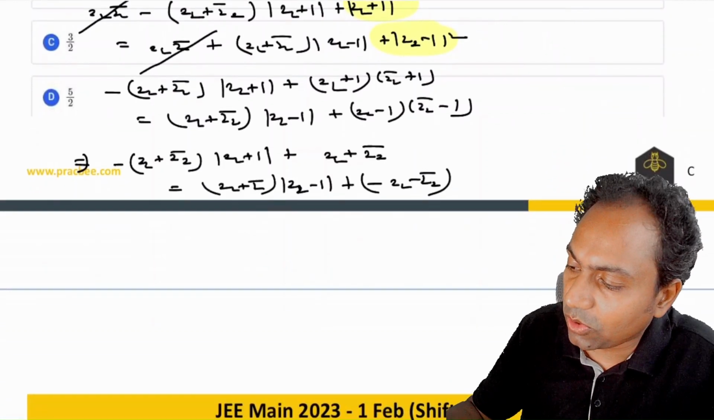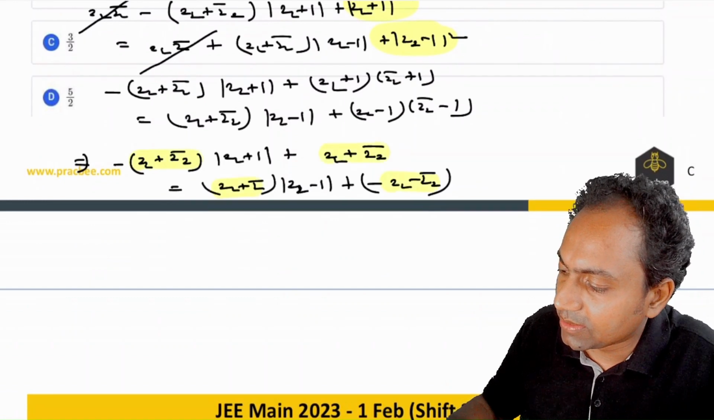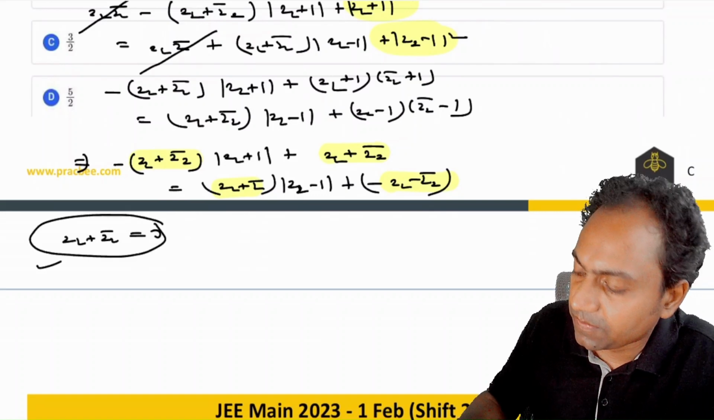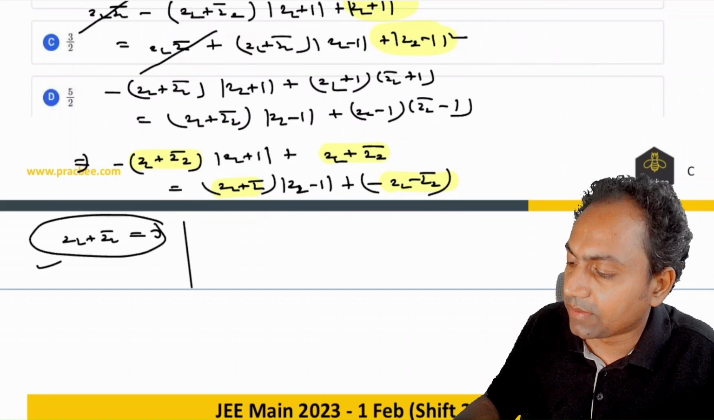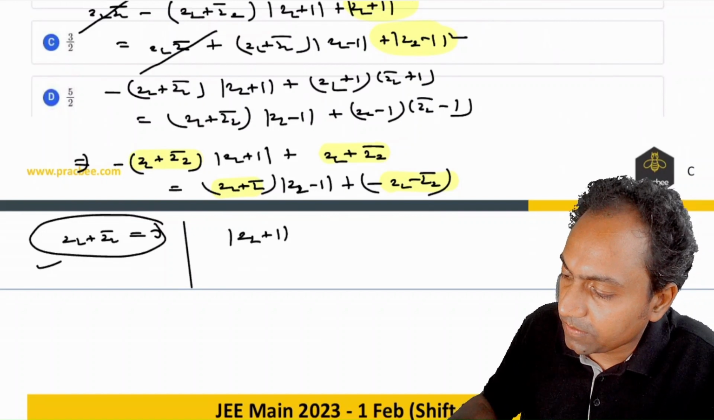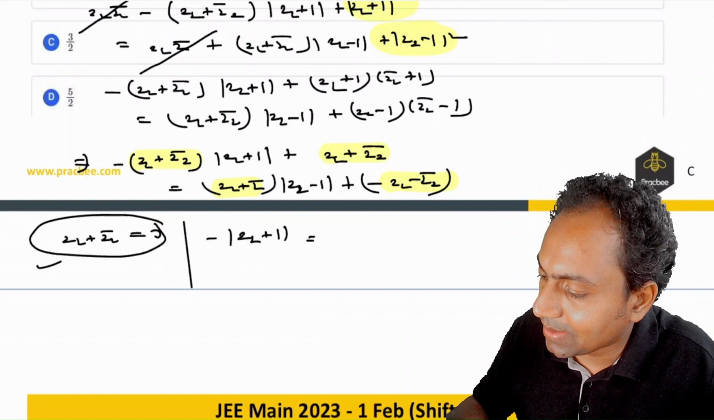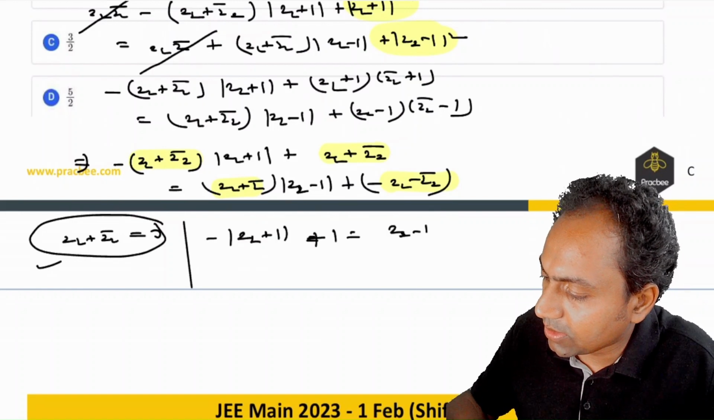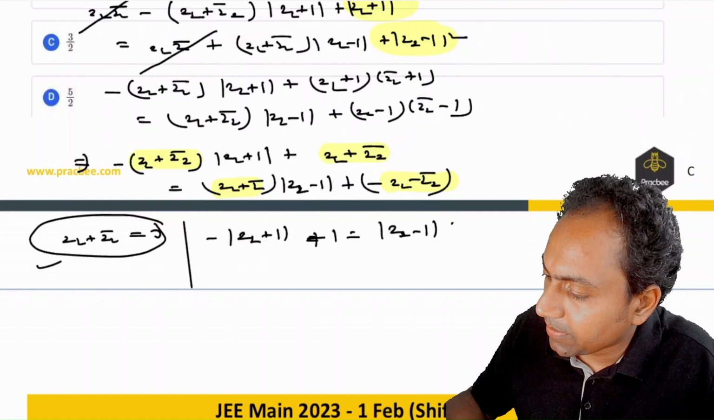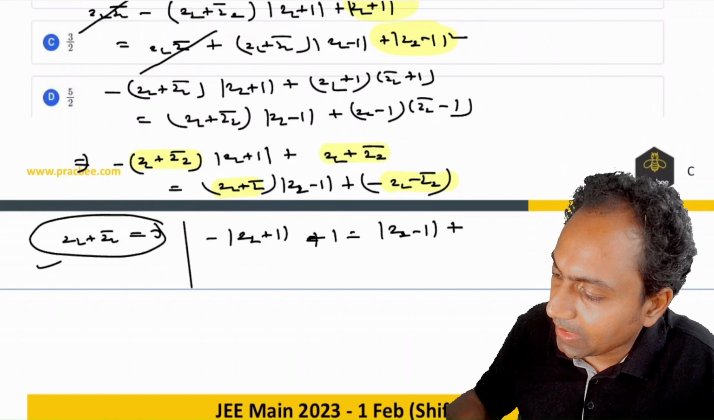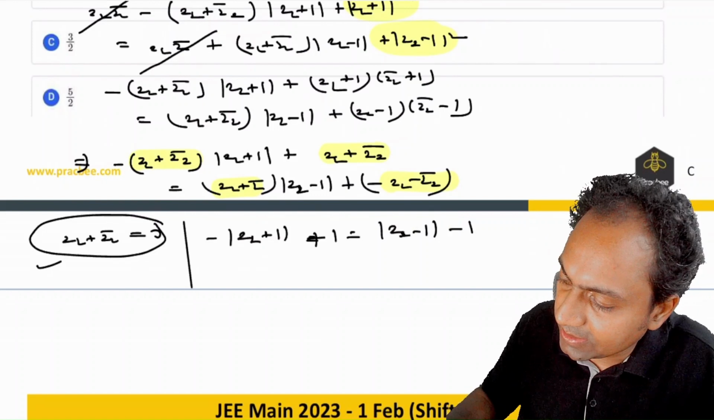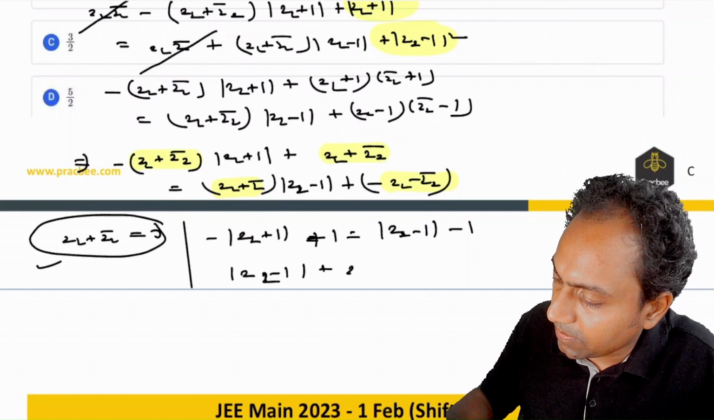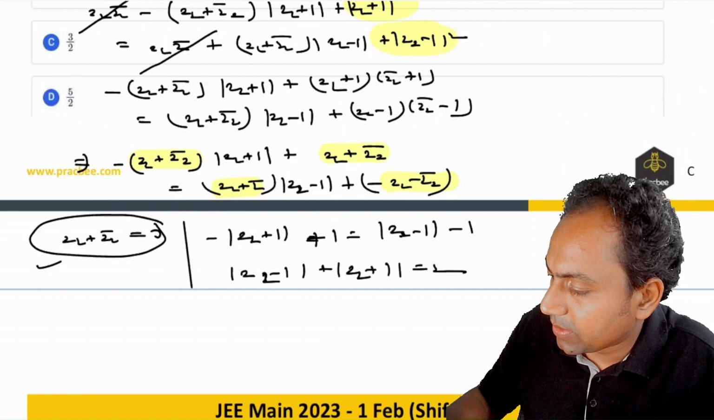So we can see that in all of these, z2 plus z2 bar equal to 0 is one solution. So we have z2 plus z2 bar equal to 0 as one solution. And another thing that we have here is nothing but mod z2 plus 1 with a minus sign is equal to plus 1 is equal to mod z2 minus 1 plus minus 1. And if I simplify this, I get a very simple statement, that is mod z2 minus 1 plus mod z2 plus 1 is equal to 2.